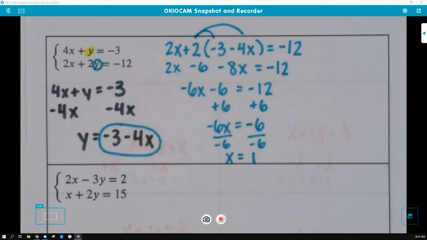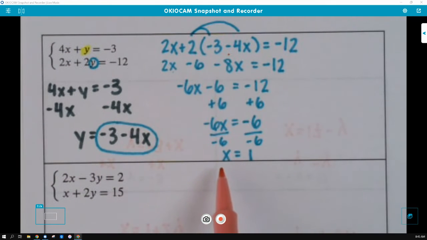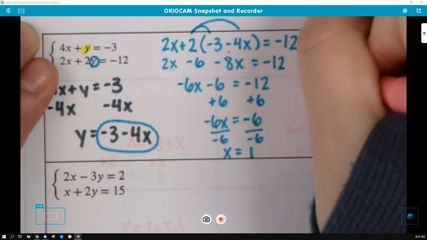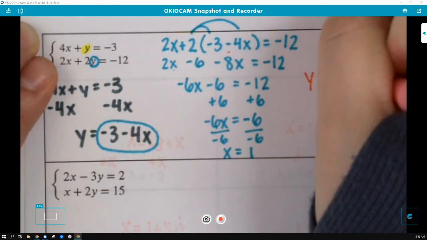Once we have solved for one variable, we still need to solve for the other. So we just did steps 2 and 3, where we plugged this in for y and solved for x. Now we need to plug this in for x in order to solve for y. We're going to do that in this equation right here, the y equals negative 3 minus 4x, because we set that up for ourselves to be a y equals equation.